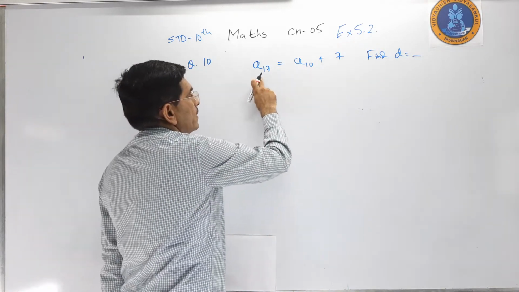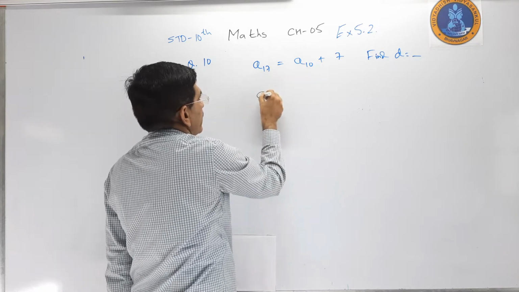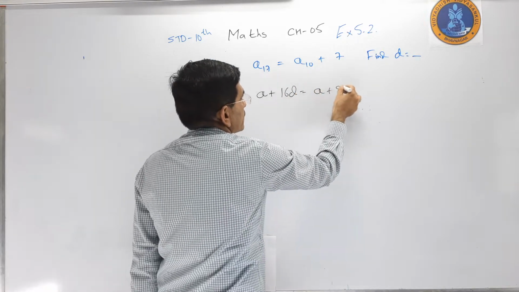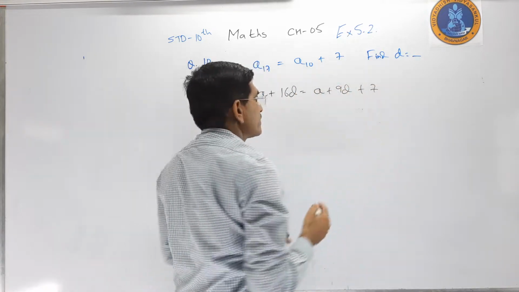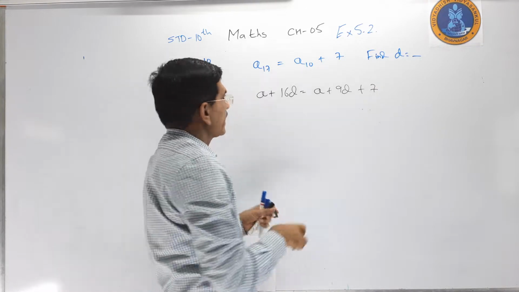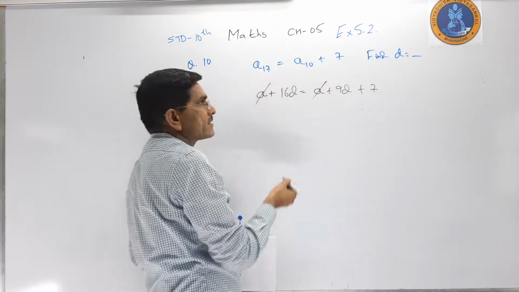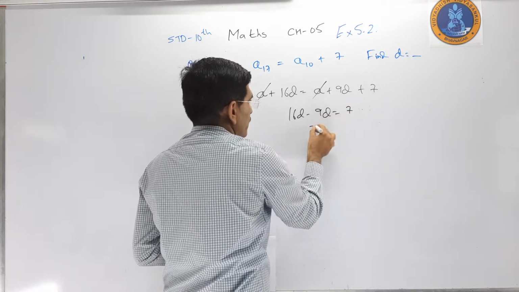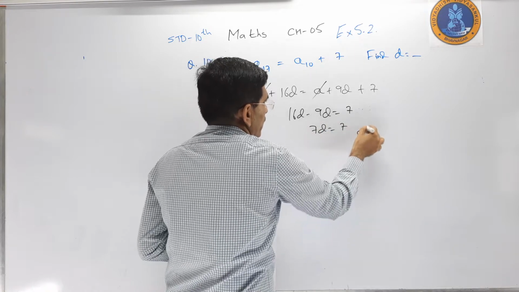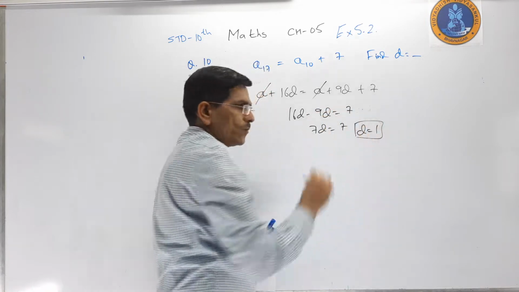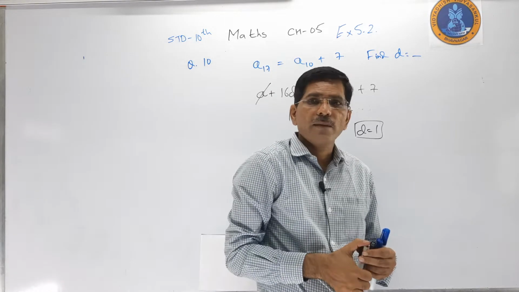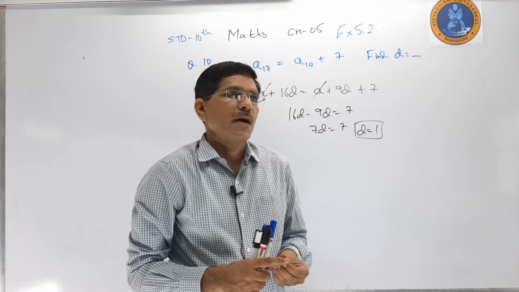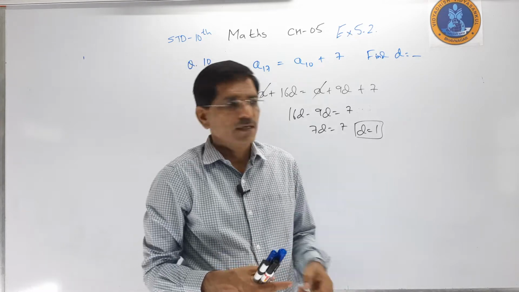A17 is A plus 16D, and A10 is A plus 9D, plus 7. So on both sides we can cancel A. 16D minus 9D is equal to 7. So 7D is equal to 7. Therefore D is equal to 1. These types of sums are easy, and we can easily get marks when such questions are there.